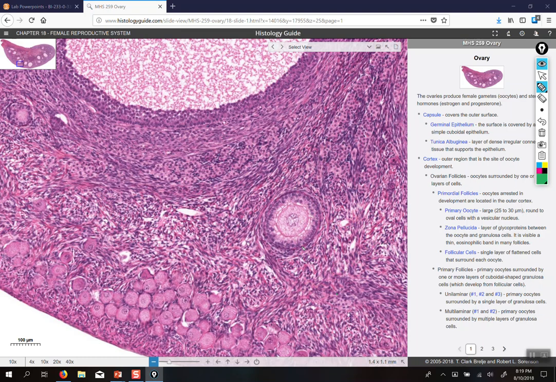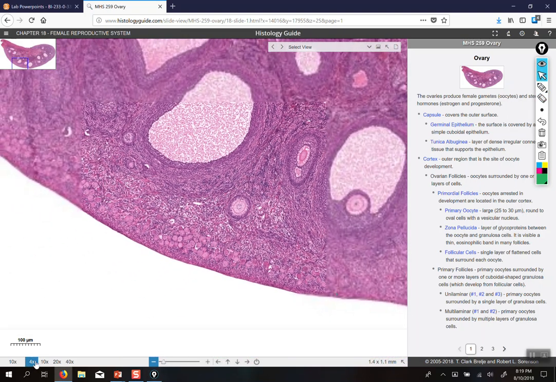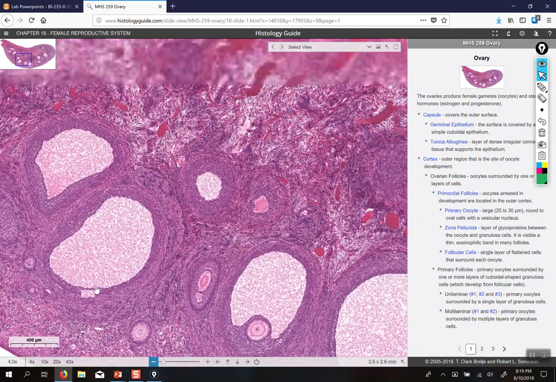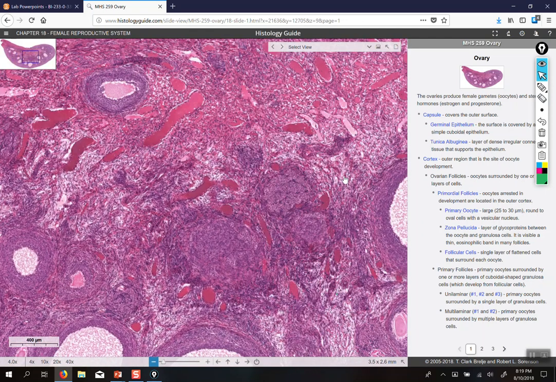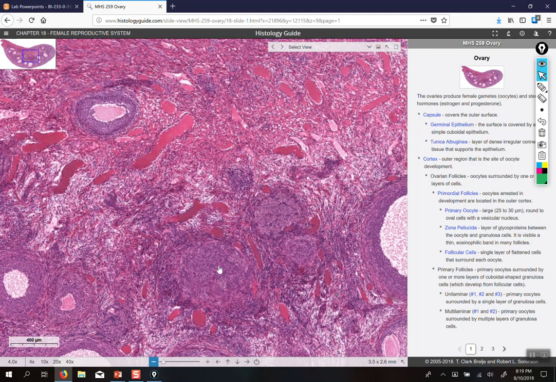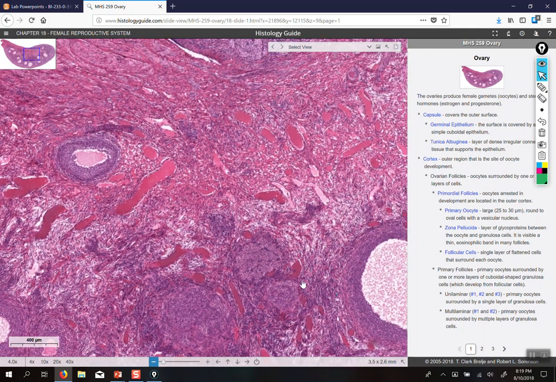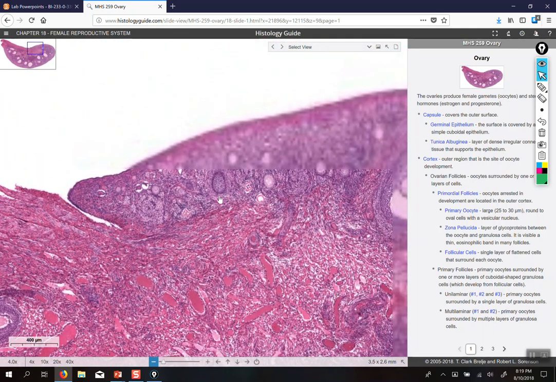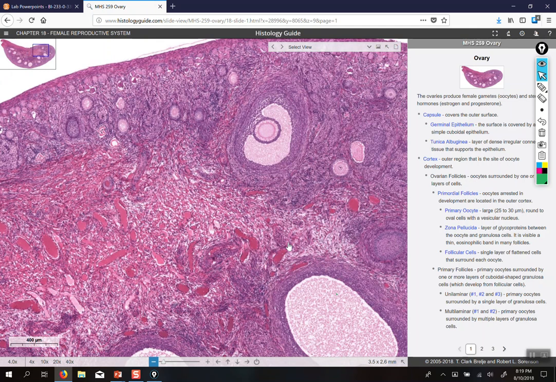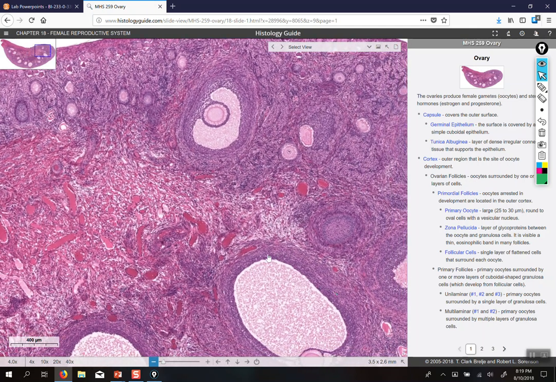Okay, let's zoom back out and go hunting for a vesicular or Graafian follicle. This, by the way, is the ovarian medulla. You can see there's lots of blood vessels in the center to nourish the developing eggs. And then these little guys in here are going to be corpora albicans, and those are scars on the ovary from past ovulations.